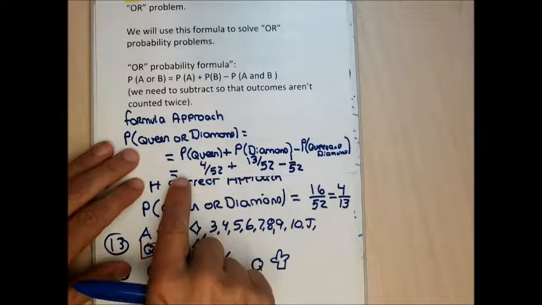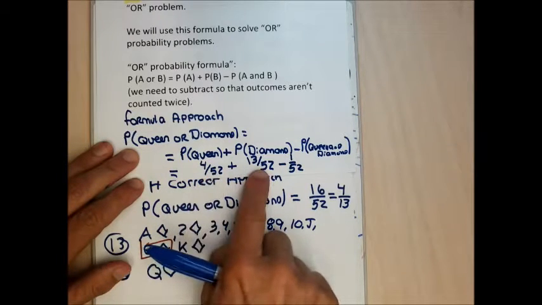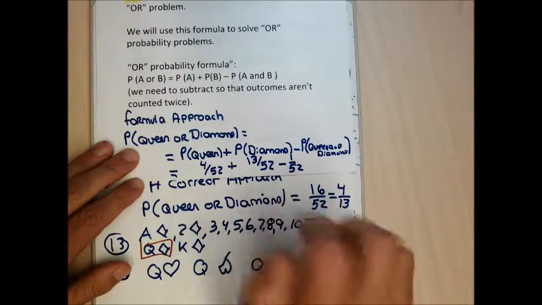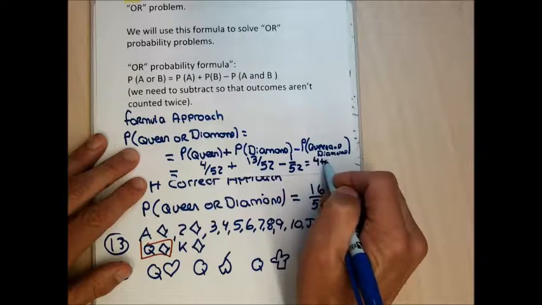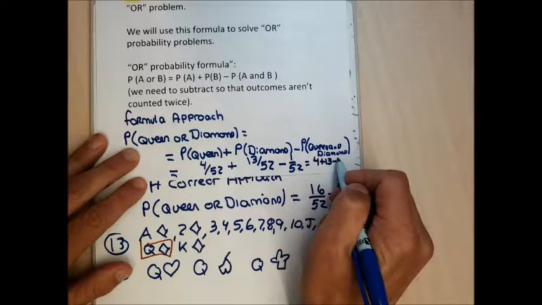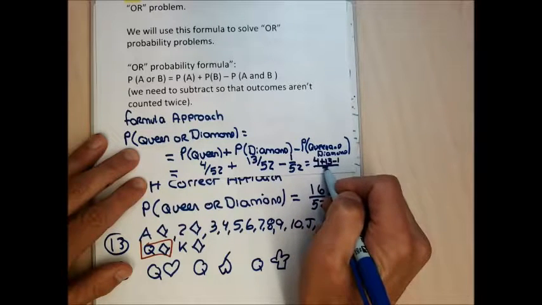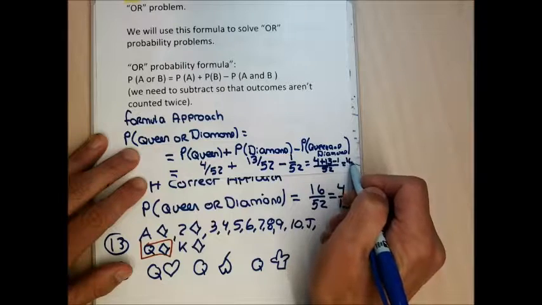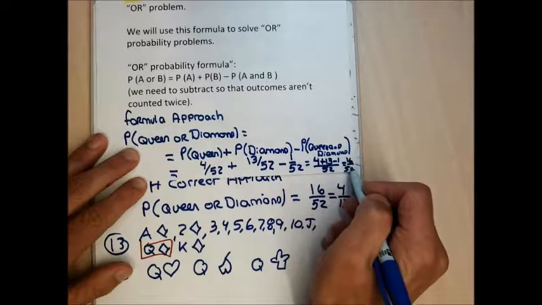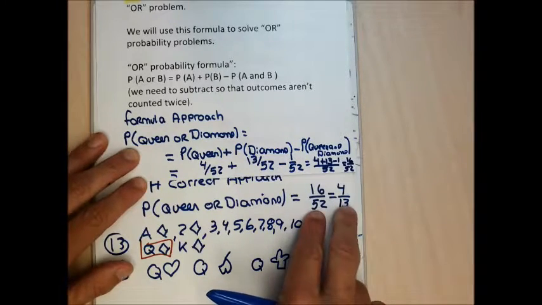So my formula tells me to take the 4 queens plus the 13 diamonds, subtract the queen of diamonds, and mathematically this is going to be 4 plus 13 minus 1 over 52, and then that reduces to the 16 over 52, kind of out of room here, but that's still the same 4 over 13.